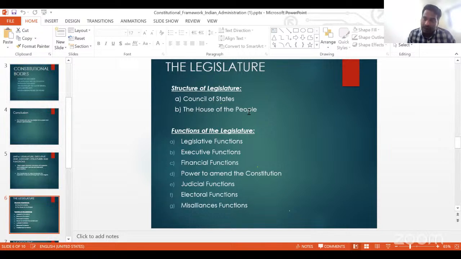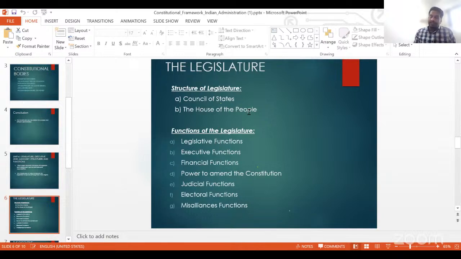What is the quorum? Quorum means the minimum strength required to attend any meeting. What is the minimum strength to attend the Rajya Sabha meetings? It is 1/10 of the total members of the house. 1/10 means 250 by 10, that is a minimum of 25 members should be present to conduct the meeting.